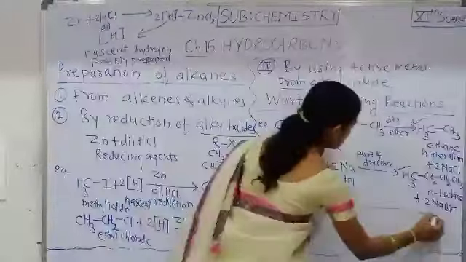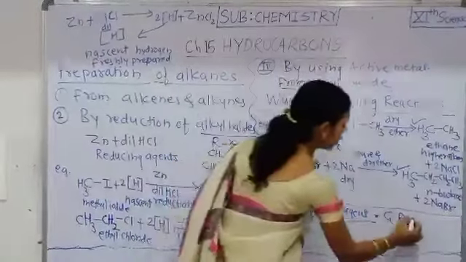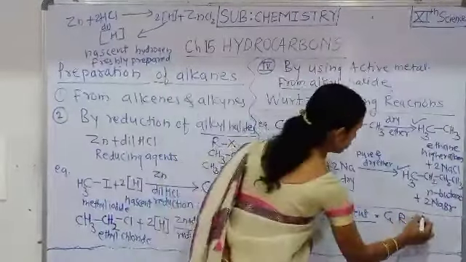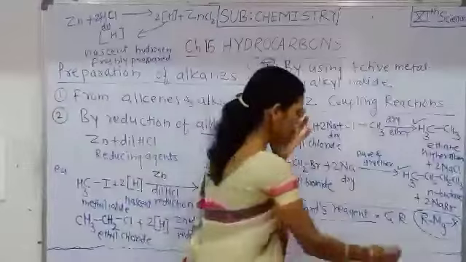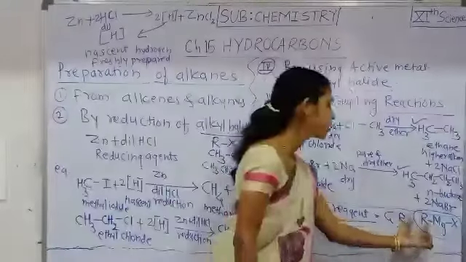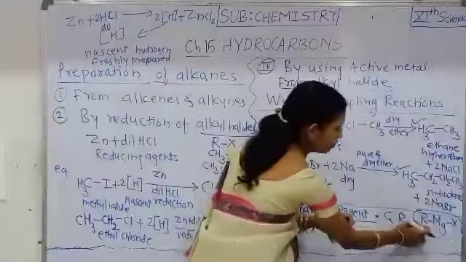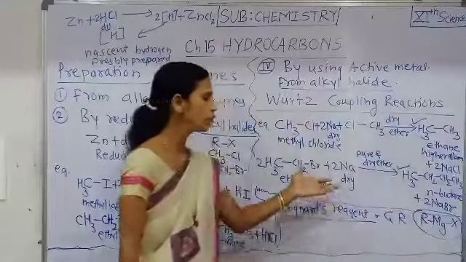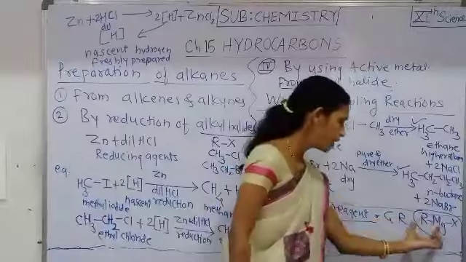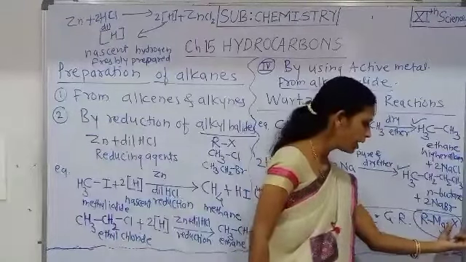Grignard's reagent has the general formula RMgX. See here, RMgX is the general formula of Grignard's reagent. Then what is Grignard's reagent? It is an alkyl magnesium halide, that is R group, alkyl group, magnesium, and here X group, that is fluorine, chlorine, bromine, iodine, any one of the halogens. Therefore Grignard's reagent is an alkyl magnesium halide.